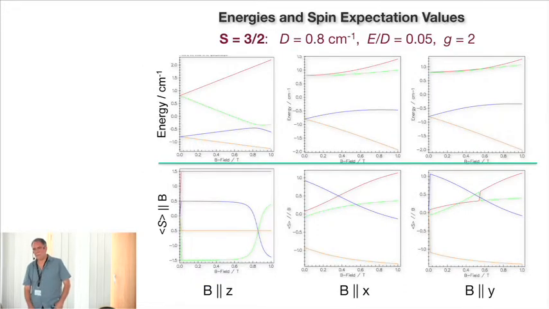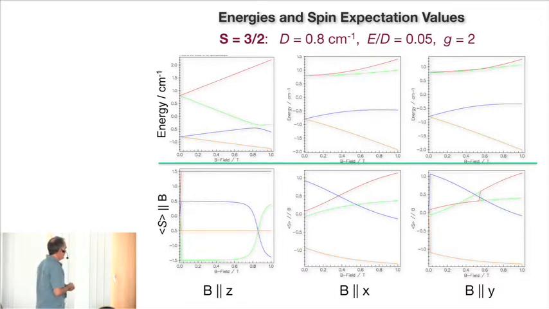And what is the behavior of this spin 3/2 system with a zero-field splitting of 0.8 wave numbers? I selected that for no special reason, and a certain rhombicity parameter of 0.5, and a g-value of 2, we assume for the moment. What we have here now, when we apply the field in the z direction, that is what we had before, but now I do not have this condition that the zero-field splitting is large. This is a general situation now.